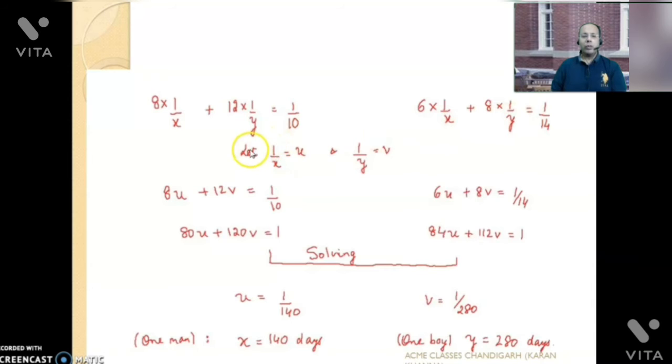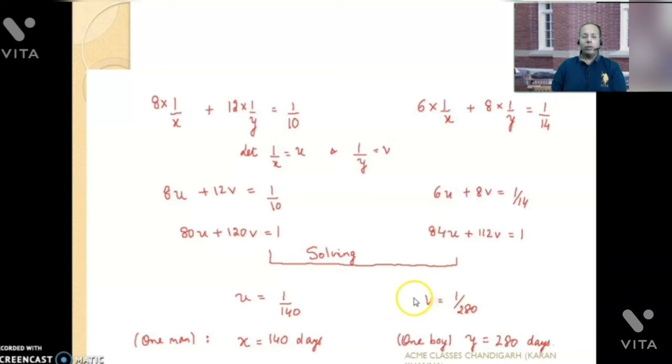So how to solve this question? Let 1/x be equal to u and 1/y be equal to v. So this equation formulates into 8u plus 12v is equal to 1/10, or 80u plus 120v is equal to 1. Similarly, this equation transforms into 6u plus 8v is equal to 1/14, or 84u plus 112v is equal to 1. When we solve these two equations, we get u equal to 1/40 and v equal to 1/280.